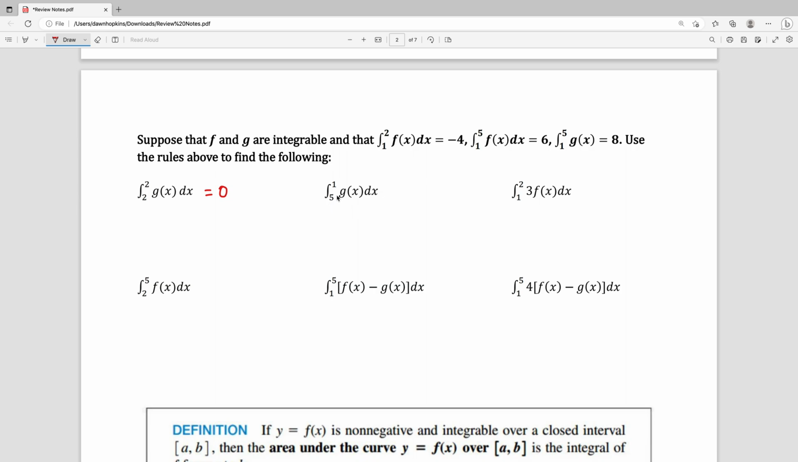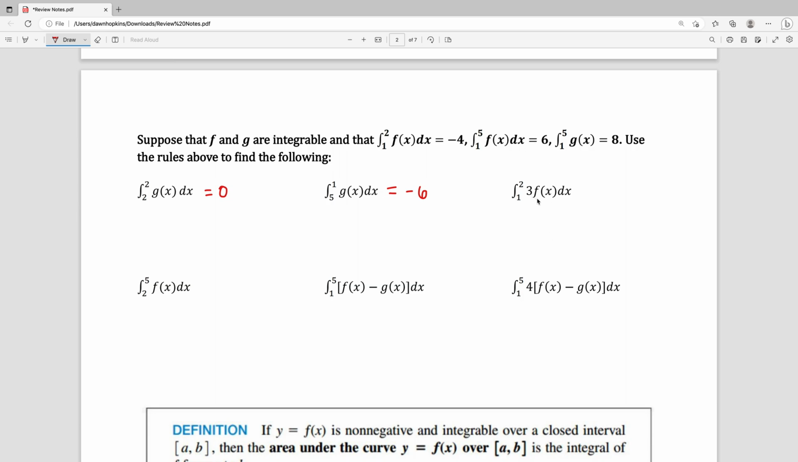Another property says that if you flip the upper and lower bounds, you're going to get the opposite value from your original area. So for instance, when you integrate from 1 to 5 the function f, it says that the value is 6. If you flip the order of those, you're going to get a -6. And you could think of that property very similar to just subtracting two numbers. 6 minus 4 is 2, but 4 minus 6 would be -2.